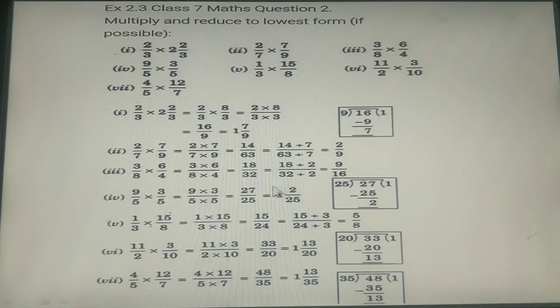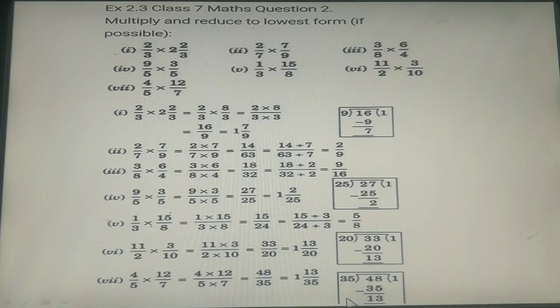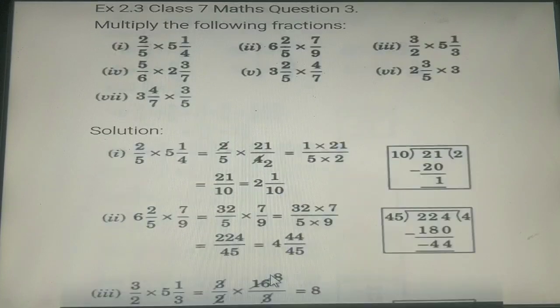Next, which one you want to do? Let us see the last part. The last part is 4 by 5 multiplied by 12 by 7. So product of numerators 4 into 12 upon product of denominators 5 into 7. The answer is 48 upon 35. And 48 upon 35 you will convert into a mixed fraction by dividing it like this. See, very systematically the division also I have done for you. The answer is 1 and 13 by 35.